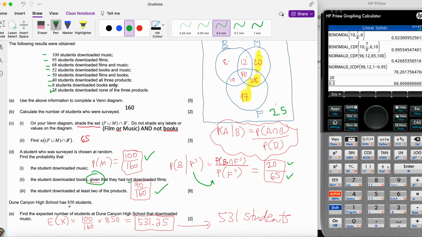Dune Canyon High School has 850 students. Find the expected number that downloaded music. Remember, that's N times P. So take your probability of music, so that's your P, and multiply it by the total number of students. In this case, we are just going to round it to the nearest whole student. Okay, so that's a quick drive through probability.